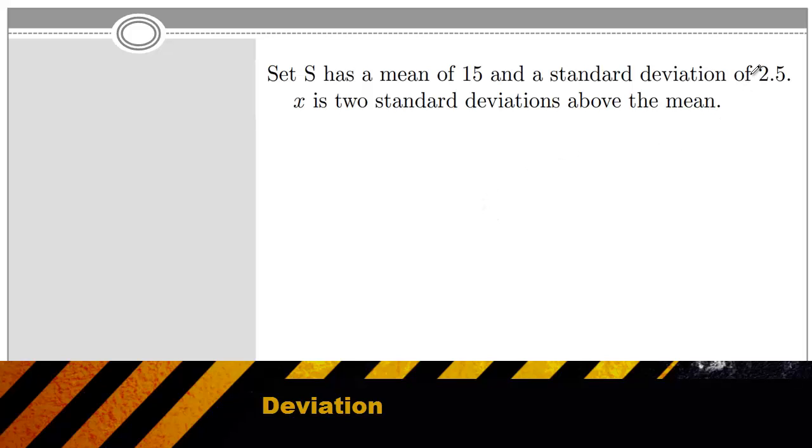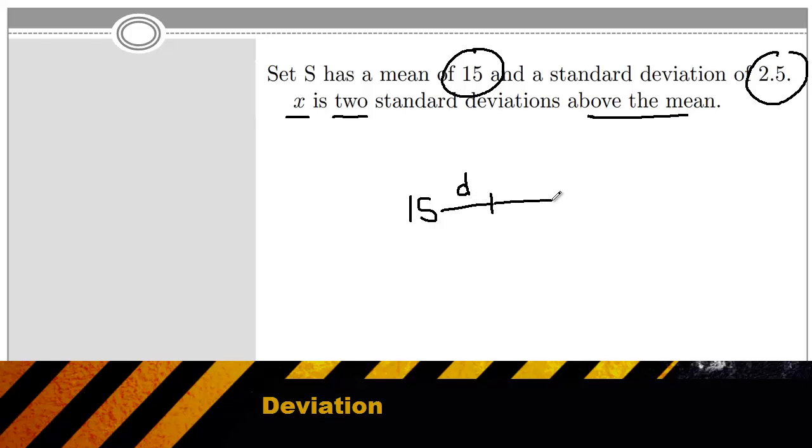So in this case, they tell us we have a mean or an average of 15 and a standard deviation of 2.5. And then they say x is 2 deviations above the mean. So that just means that if you had 15 and then went to the right a space of 1 deviation, and then went to the right again another deviation, that would give you x.